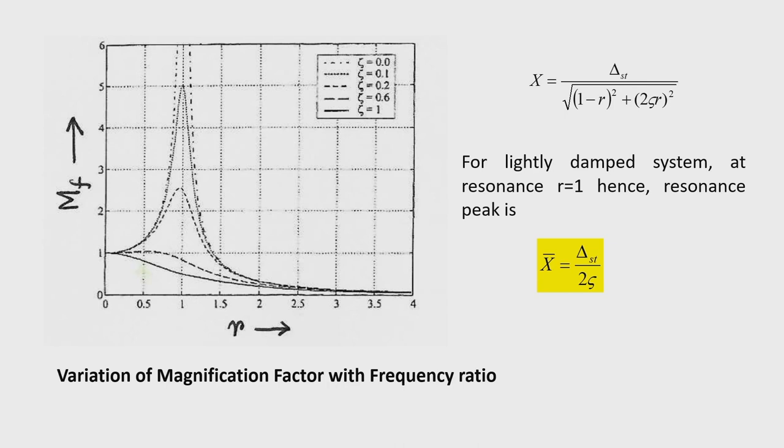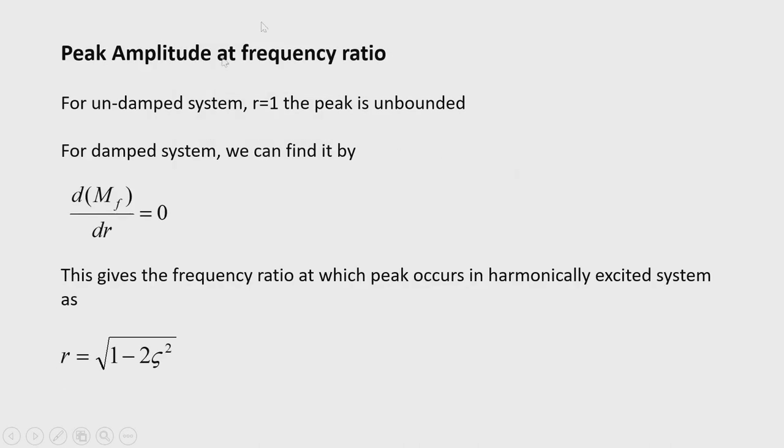But let us find theoretically, differentiating the magnification factor with respect to r and equating to 0, we get this ratio r equal to root over 1 minus 2 xi square. That means the peak occurs at a frequency ratio root over 1 minus 2 xi square. But for a lightly damped system, it is approximately r equal to 1.